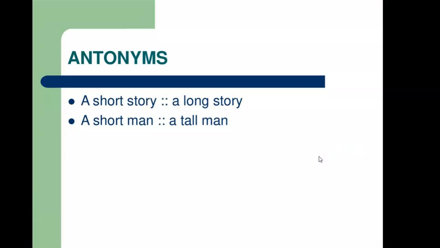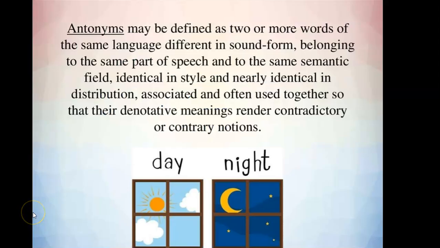So let's continue. Antonyms may be defined as two or more words of the same language, different in sound form, belonging to the same part of speech and to the same semantic field, identical in style and nearly identical in distribution, associated and often used together so that their denotative meanings render contradictory or contrary notions. Day and night, for example.